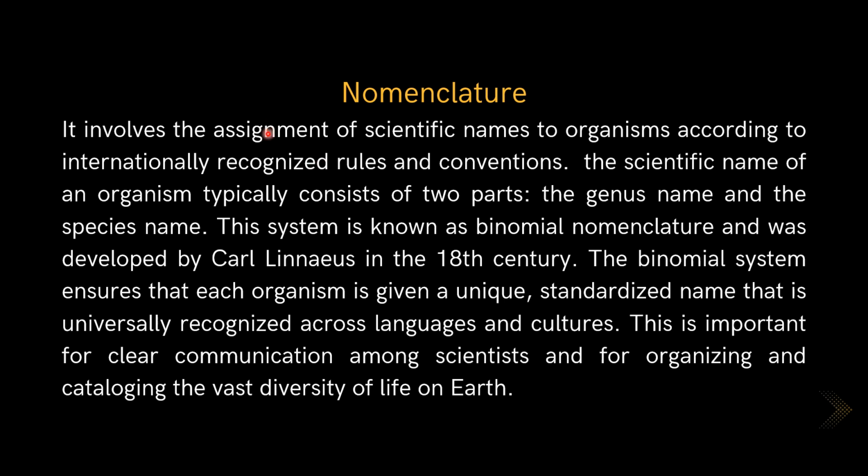Binomial nomenclature was developed by Carolus Linnaeus in the 18th century, and the binomial system ensures that each organism is given a unique standardized name that is universally recognized across languages and cultures. This is important for clear communication among scientists and for organizing and cataloging the vast diversity of life on Earth.